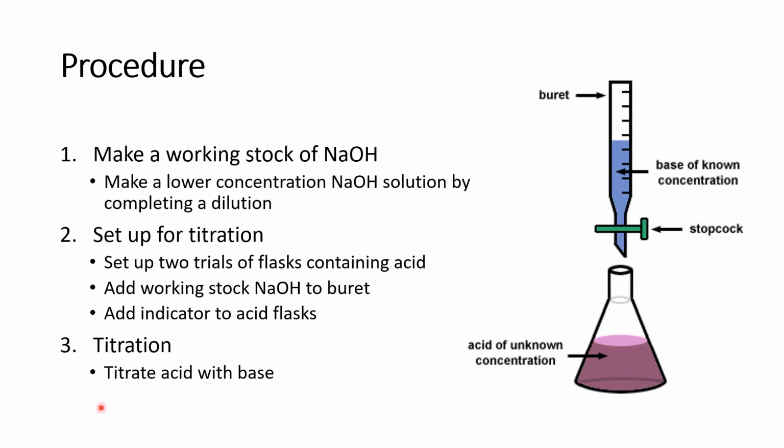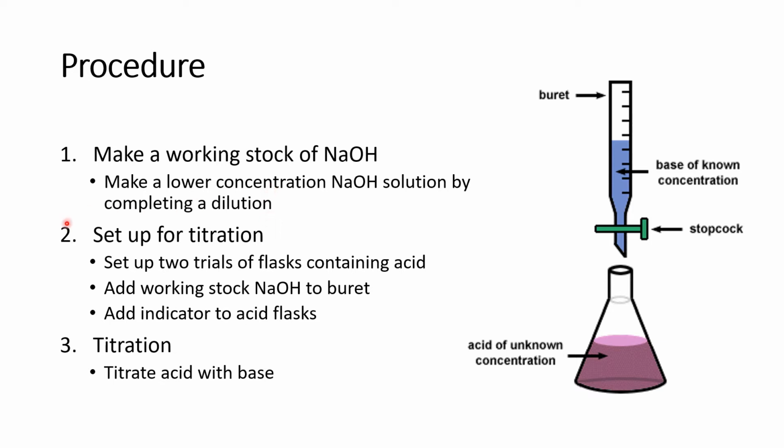This is just to give you some more detail on what we're actually doing. We are making that working stock. You're going to start off with a very strong stock of NaOH. You're going to make a dilution using a volumetric flask. In your procedure on the lab handout, I tell you exactly what volumes to use, but it's up to you to calculate what that concentration is. Essentially all you have to do is use the M1V1 equals M2V2 equation, and that will get you the concentration of the dilution that you make.